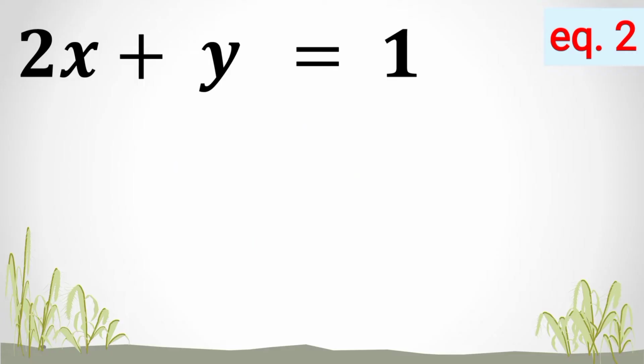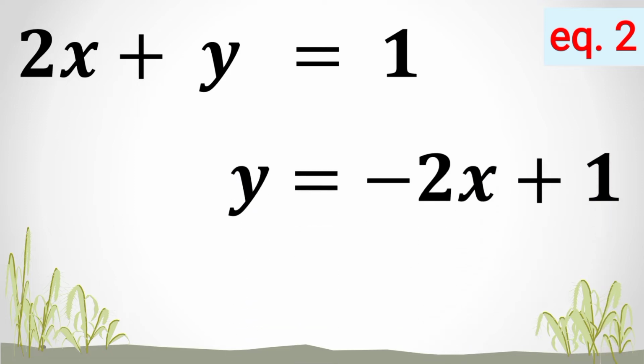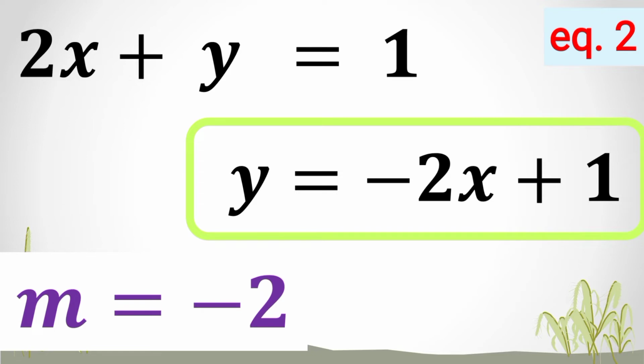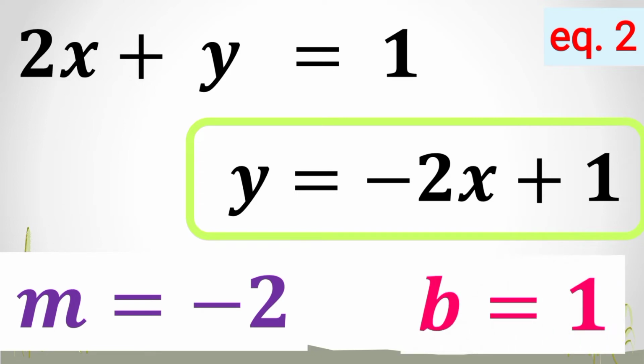Next, we need to do the same thing with equation number 2: 2x plus y equals 1. It will have y equals negative 2x plus 1. We add negative 2x to both sides, so we get y equals negative 2x plus 1. From here, we can identify the slope, which is negative 2, and the y-intercept, which is positive 1.